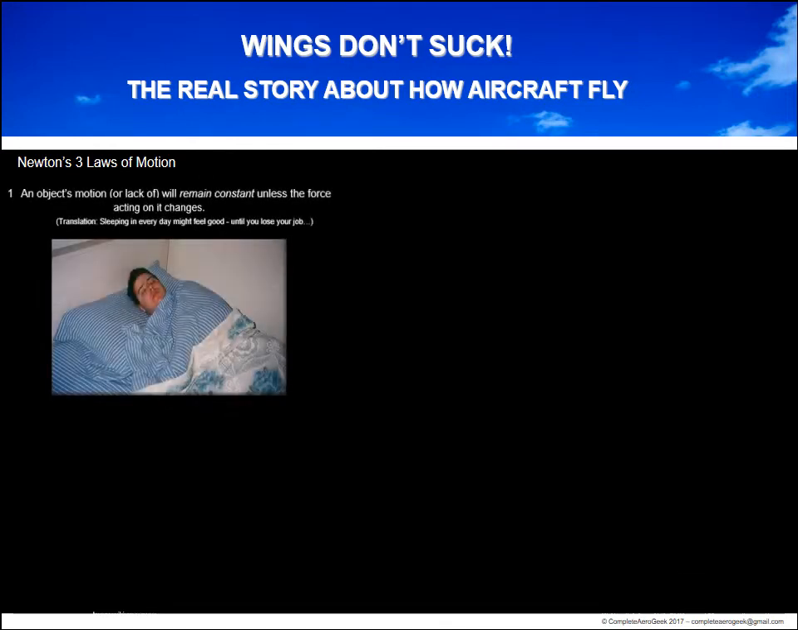Let's remind ourselves of Newton's laws. Newton's first law says, an object's motion, or lack of motion, will remain constant, unless the force acting on it changes. Translation: sleeping in every day might feel good, until you lose your job.